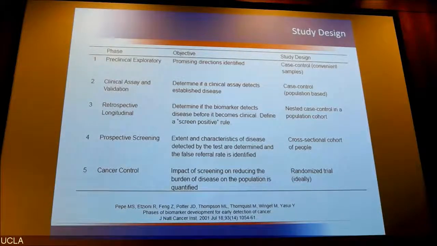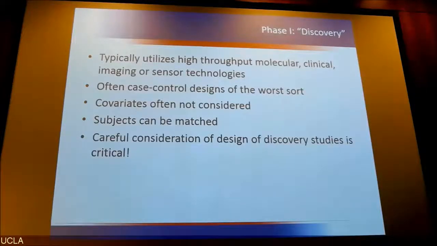The phase 2 is the clinical assay development and validation to determine if we can use the assay to detect established disease. And the third stage is the retrospective longitudinal stage, where we might enroll patients without necessarily knowing their disease status, measure our biomarkers, and then as we go through the study, the subjects will reveal themselves whether they're a case or control, and this is often called a nested case control study. Steps 4 and 5 are typically beyond the scope of an academic project.